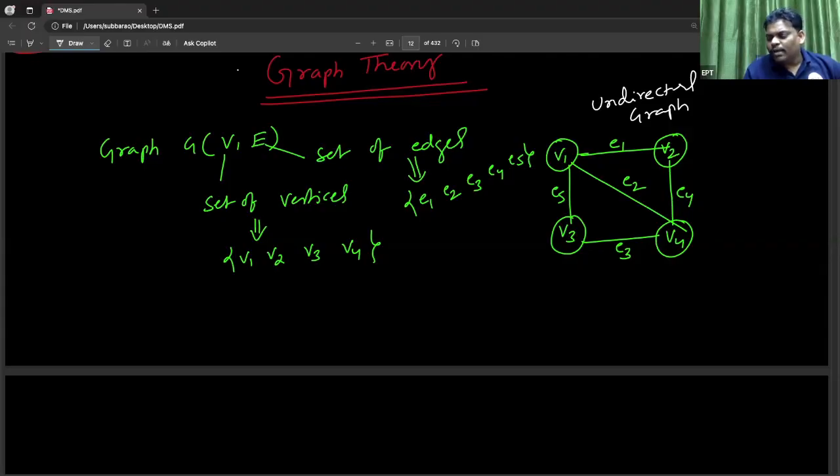And one more thing: on every edge, is weight there or not? Something like this: V2 to V4, the edge is E4, and the weight is 25. If I keep it like this, that is called a weighted graph. Because right now no weights are there, it's called an unweighted graph.